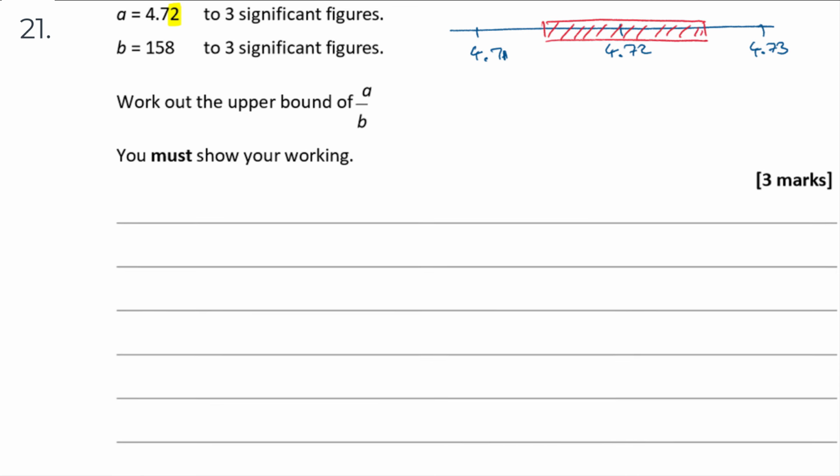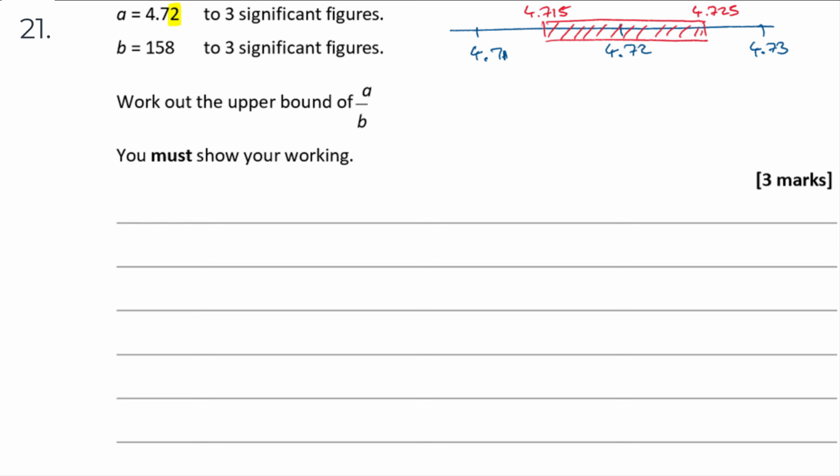Okay. So the lower bound for A is going to be 4.715 because that's halfway between 4.71 and 4.72. And the upper bound is going to be 4.725 because that's halfway between 4.72 and 4.73. Okay, now that's A. I'm going to do the same thing for B.